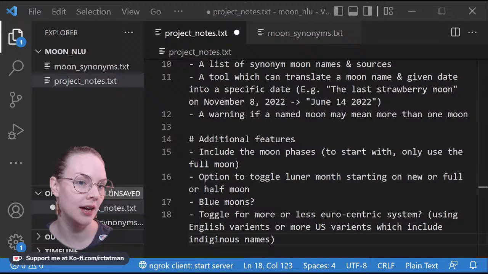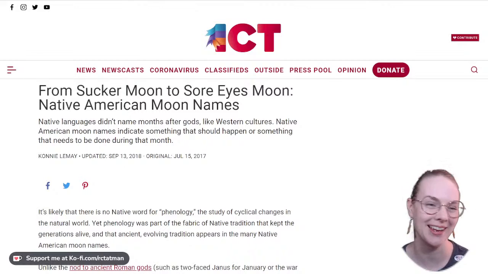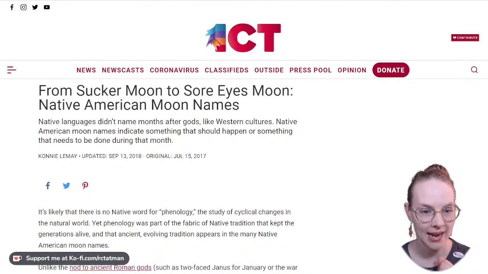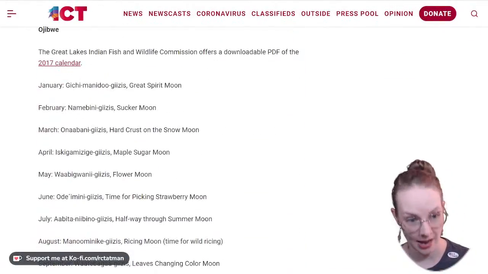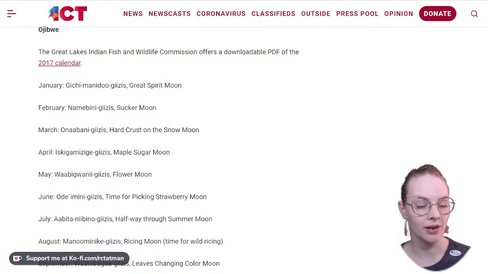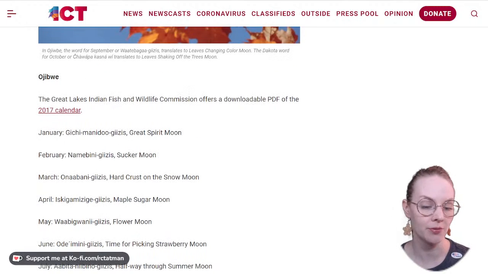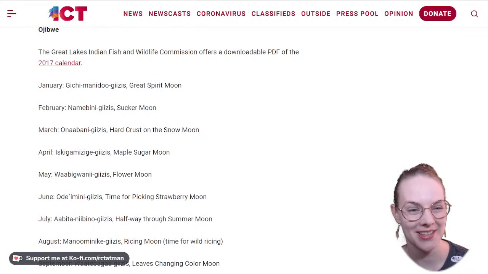And just to give you an idea of what sort of specific traditions there are, so this is, there we go, now you can look at what I'm looking at. So this is a page from Indian Country Today, and it is an article by Connie LeMay, from 2017, updated in 2018. And what it has is a bunch of examples of moon names from different tribes, right? So for the Ojibwe, I'm going to read the translated names.